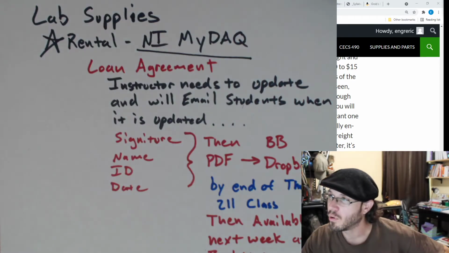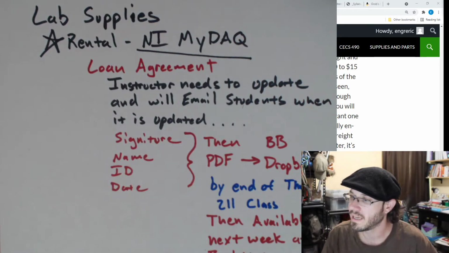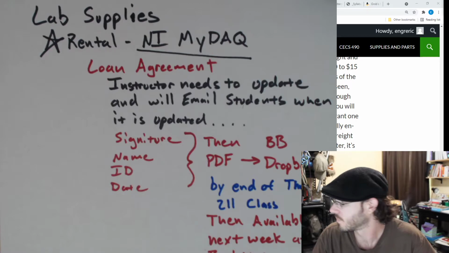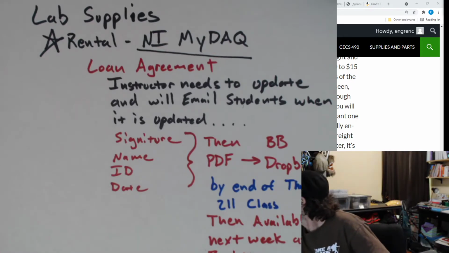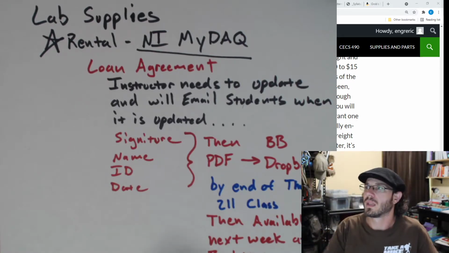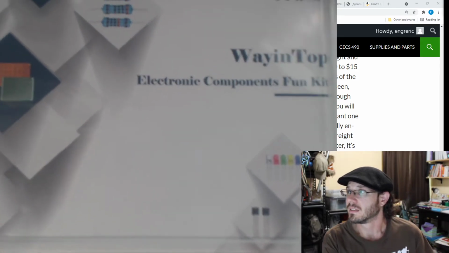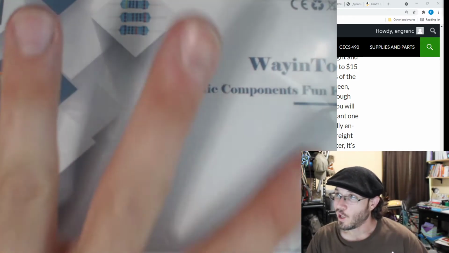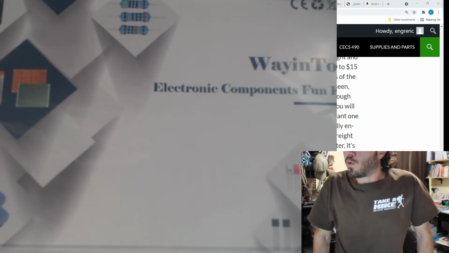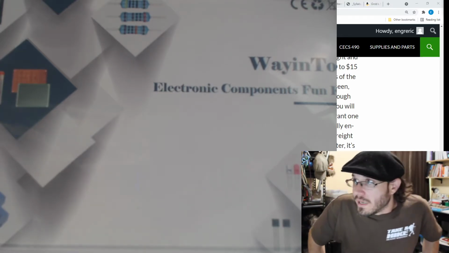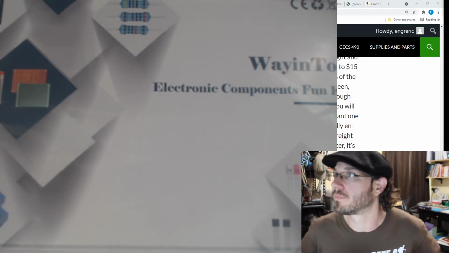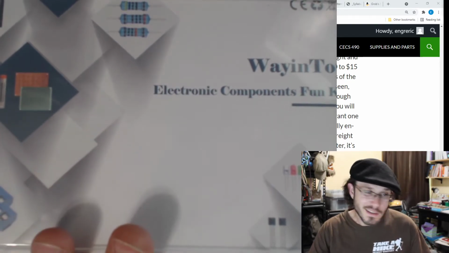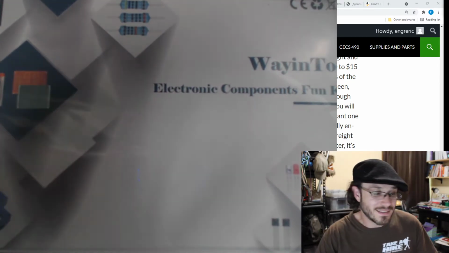But we need a breadboard, we need some electronic components, we need a bunch of stuff. Okay, next up, this is not the end-all be-all for electronic components, I promise you. There's a reason I have a ton of stuff on my desk. But this is a good way to get started.